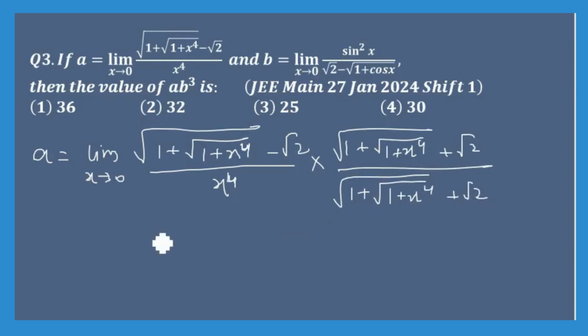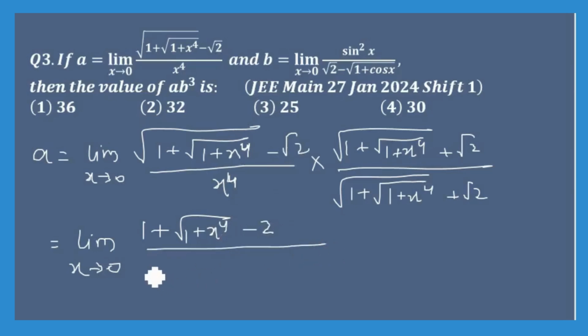So the numerator part, the a plus b, a minus b identity will apply here, that is a square minus b square. So the root will be removed here. We can write this as 1 plus under root 1 plus x to the power 4, and root 2 whole square is 2, so minus 2, and the denominator we can write as x to the power 4 and in bracket 1 plus under root 1 plus x to the power 4 plus root 2, plus root 2. This is the simplified form of the numerator part.